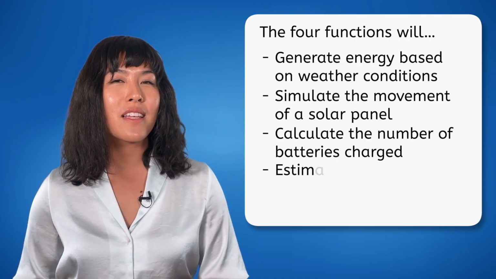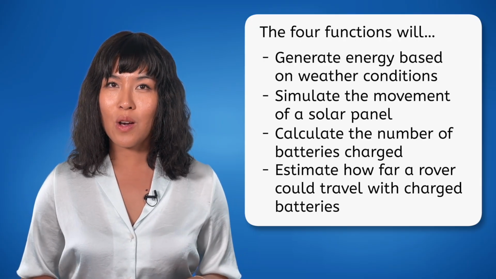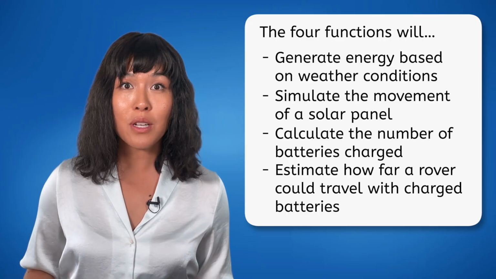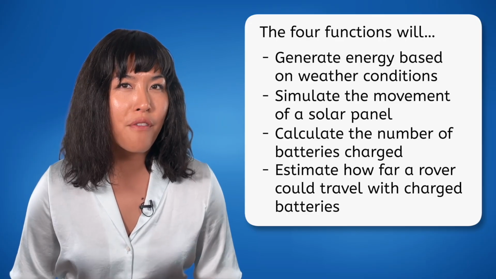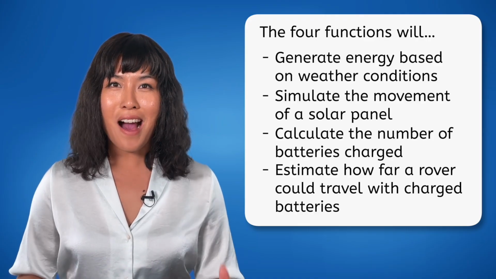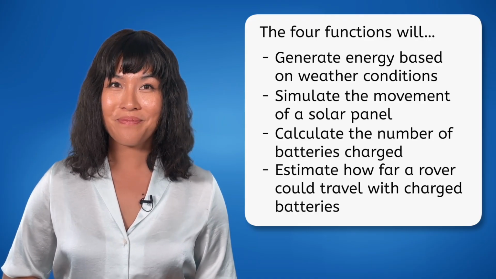Finally, we will need to estimate how far a rover could travel with charged batteries. One battery can allow the rover to travel a distance of about 75 meters, so we will want to know how far the rover can travel with the battery power that we attain. I'll help you write each method that we need to do these tasks.